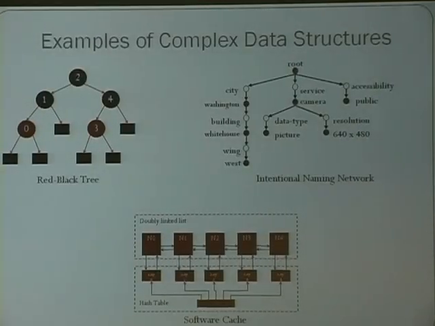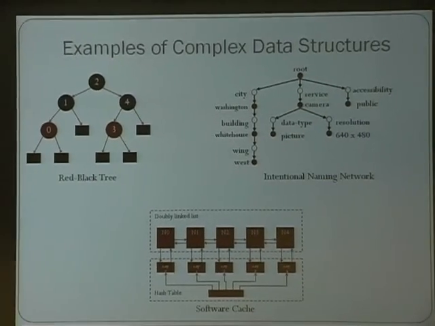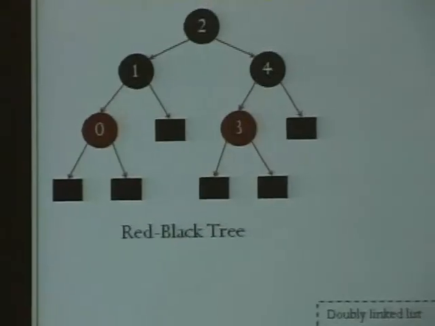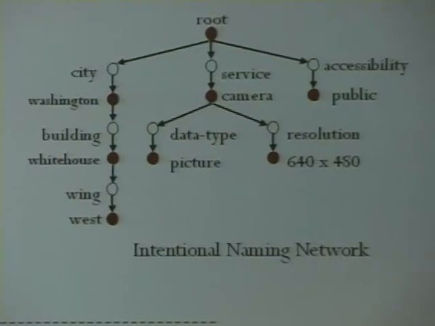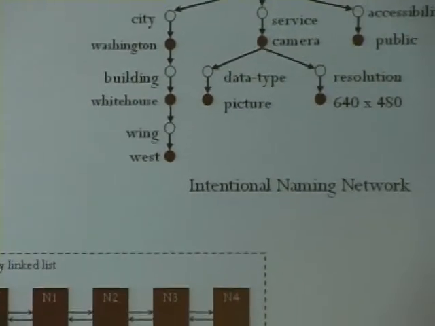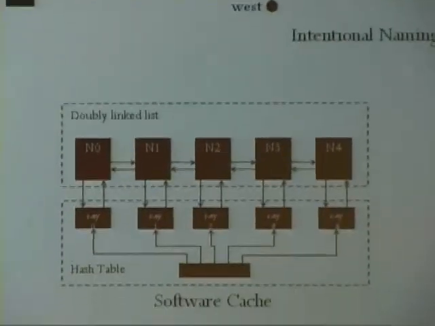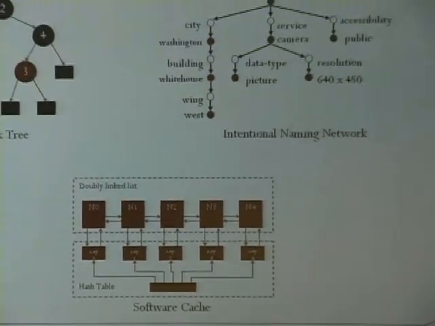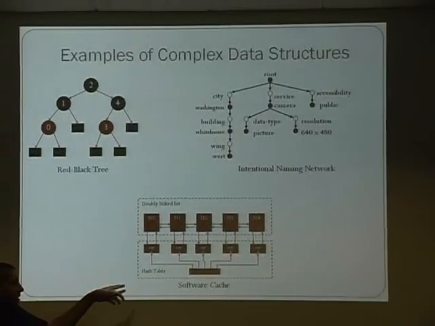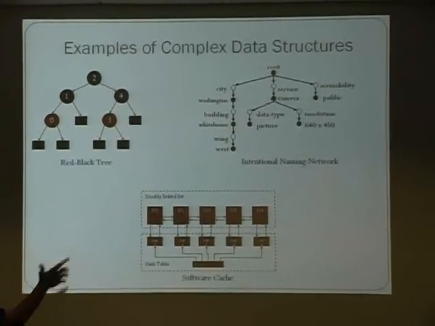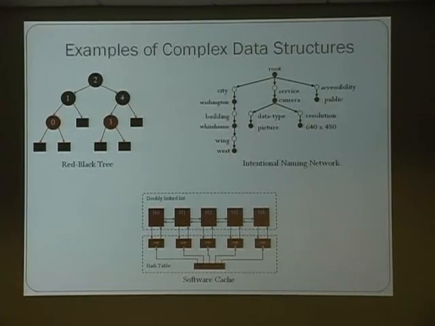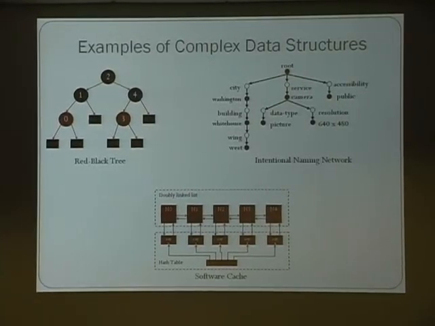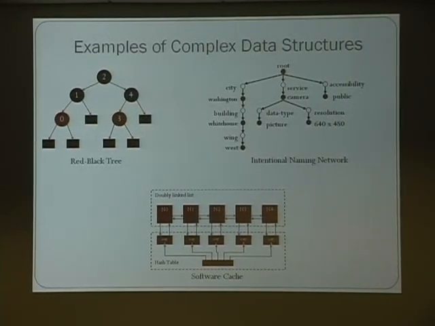A brief background: what are these complex structures that we are talking about? Most programs use complex data structures, for example, red-black trees, intentional naming networks, or software caches. These structures have special constraints. For example, in a red-black tree, all the paths should have the same number of black nodes. In an intentional naming system, a naming network, you should not have any cycles. In a software cache, you should have a correct hash table and a correct doubly linked list to keep track of the least recently used item in the cache. These complex properties are the ones that are going to be violated, and any violation might corrupt the programs.